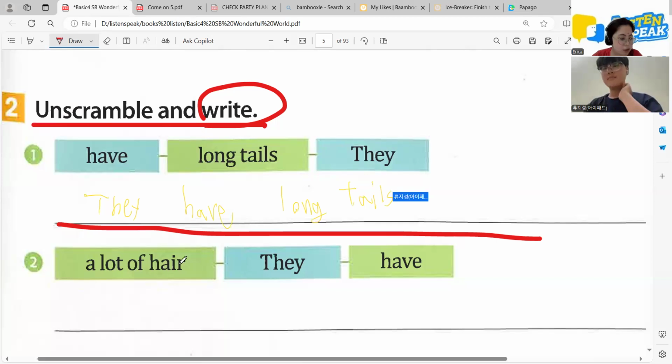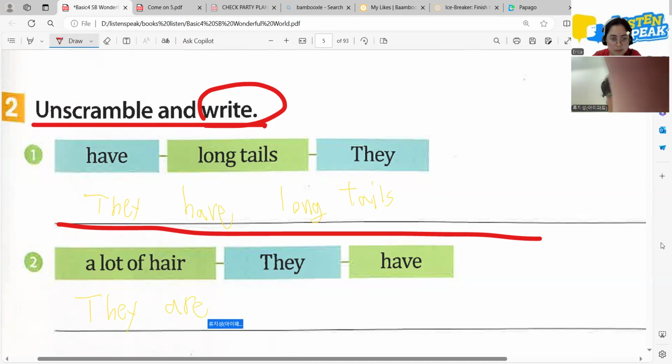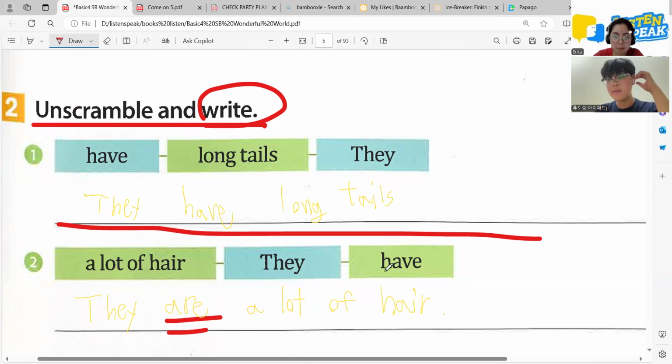Okay, good. Now, how about number two? I'll look at this one. Okay. Is it R? They? Oh, my mistake. Okay, so it should be they have. They have a lot of hair. Okay. All right. So there you go.